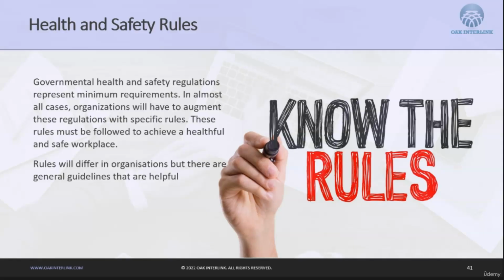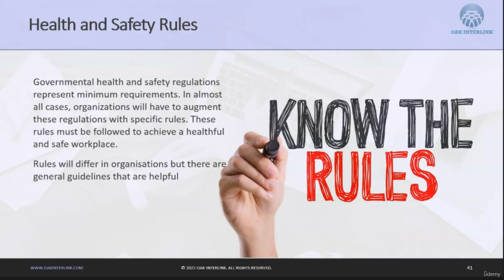Rules will differ from organization to organization, but there are some general guidelines that typically will be helpful. So some guidelines to consider would be that rules should be specific to health and safety concerns in the workplace. Of course, this also speaks to risk assessment. It must be specific to the concerns. You can't just bring rules from another organization or another facility and dump on your own people.